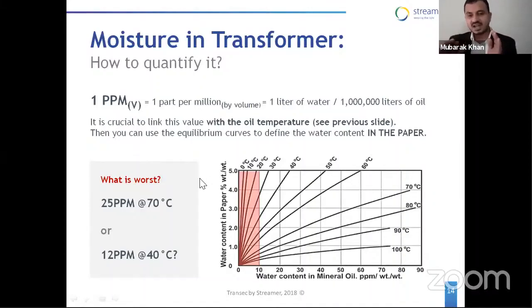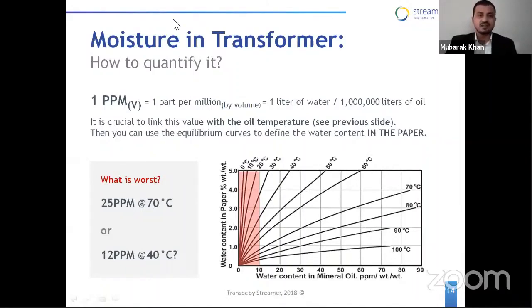This is a graph known as the moisture equilibrium curve. It is available in various standards, and various people have given different guidelines. They have some curves here and there, but mostly they are similar. In this graph, on the x-axis we have ppm, and on the y-axis we have percentage moisture in paper. Then we have different curves for different temperatures. We will plot this graph.